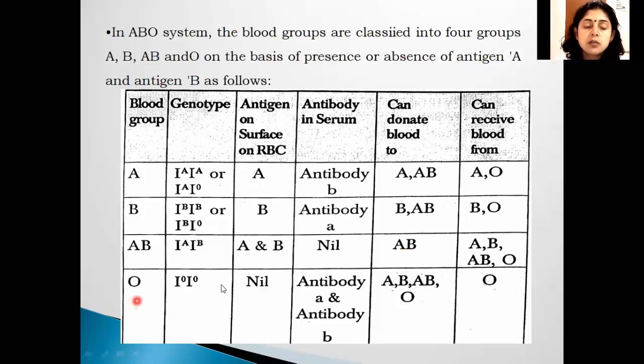Now, next is O blood group. It is having this combination, IOIO. So here the antigen on the surface of the RBCs will be nil. So here in this blood group O, there will be no antigen.